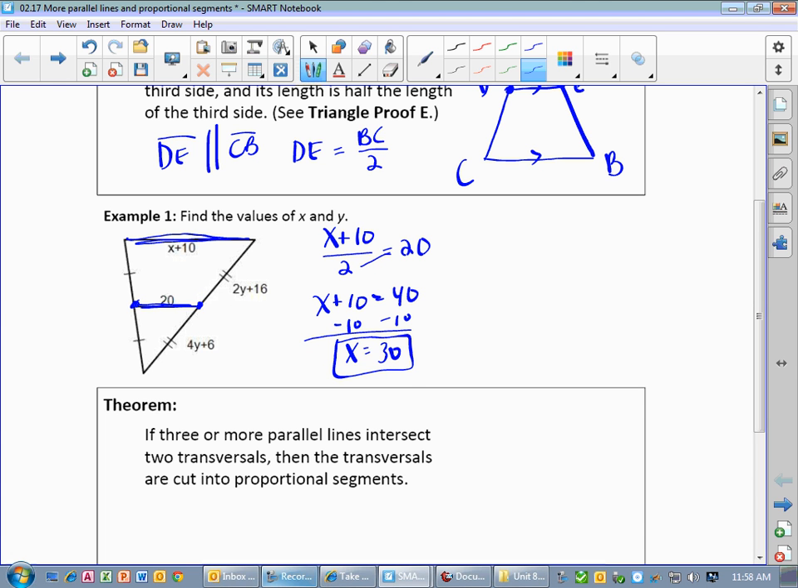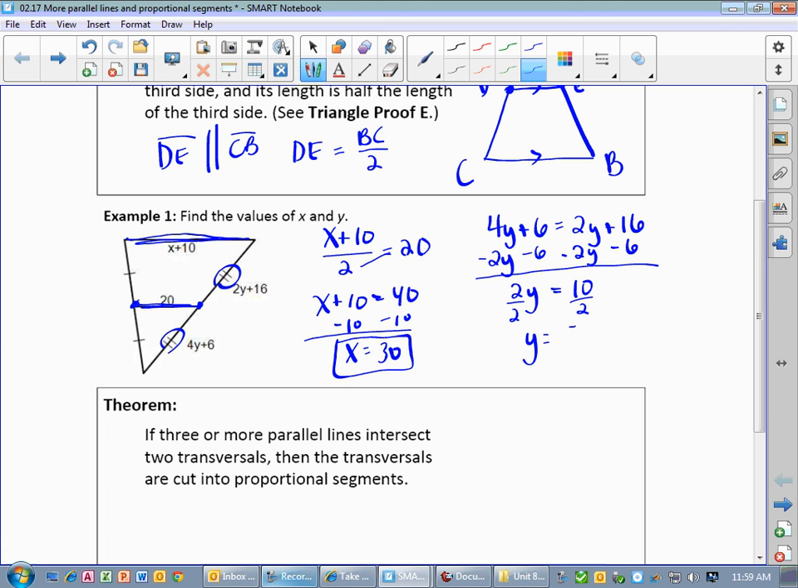We want to find y. Now, how are these two segments that have y in them related? They equal each other because of the congruency marks. So we can write the equation 4y plus 6 equals 2y plus 16. So we're going to subtract 2y from both sides and subtract 6 from both sides. So 4y take away 2y leaves us with 2y. 6 take away 6 is 0. 2y minus 2y is 0. 16 minus 6 is 10. Now we divide both sides by 2. So we get y equals 5.